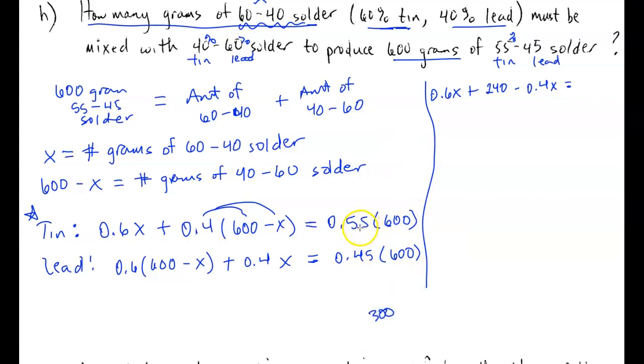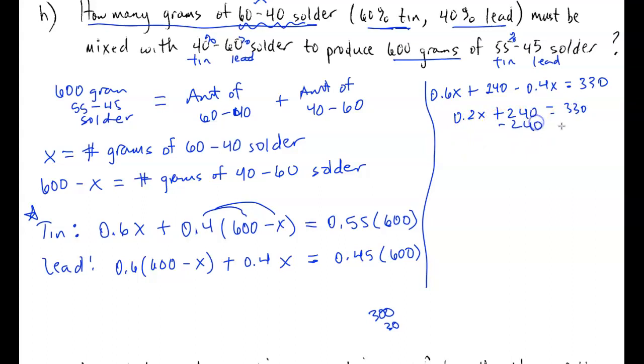And then, of course, another 5% would be half of 10% of this. And 10% of 600 is 60, so half of that is 30. So if we add that, that's just 330. And so now we just use this to solve for x. So 0.6x minus 0.4x gives us 0.2x plus 240, and that will equal 330.